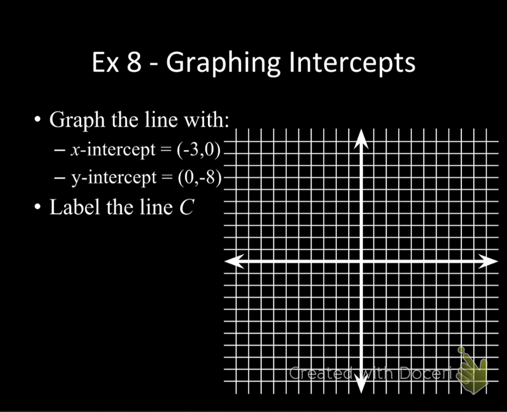All right, example number 8. So this time we just gave you the ordered pairs. So we're going to graph for the x-intercept (-3, 0), which means I start at the origin, and what do I do? Go left. Go left how many spots? 3. And then, since we already know the y is 0, I keep that on the x-axis. And then for the y-intercept, I start back at the origin. The x is 0, but the y is what? Go down 8. Go down 8, good.